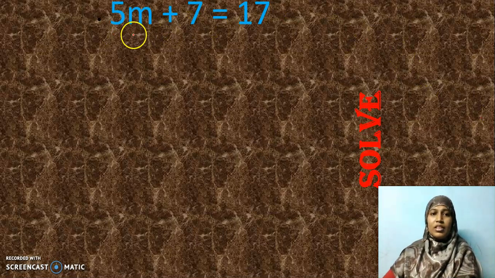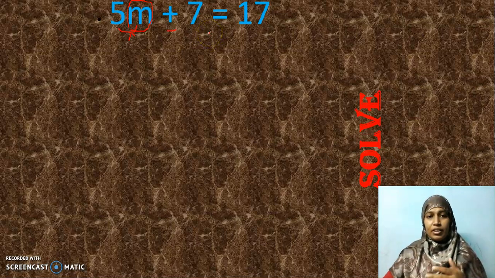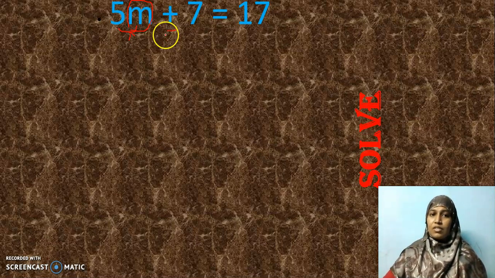Here, see here, along with this letter, how many operations are there? Here multiplication, here addition. I have 2 operations now. Are you able to identify the higher order of difficulty we are having on the screen? Yes, we do have 2 operations here. How to solve this equation? We are going to use the rule of transposing. There is no change in it. How to transfer it? One by one I have to do.